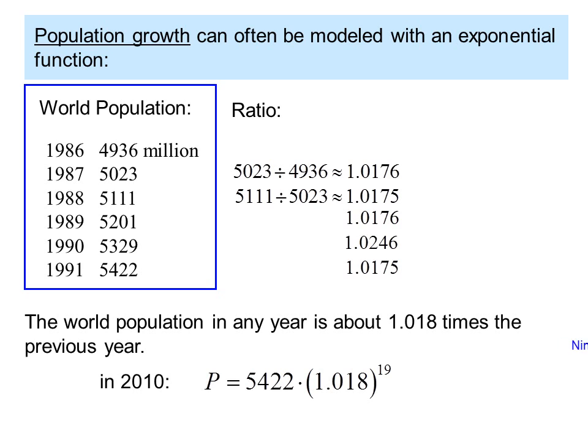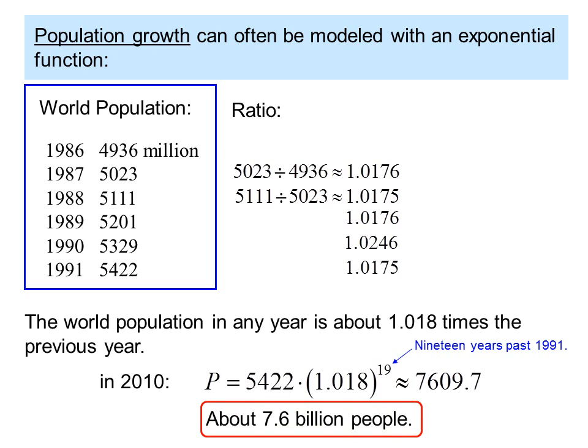So in 2010, the population should have been, according to this model, 5,422 times 1.018 to the 19th, because it's 19 years past 1991, or about 7,609.7 million people. Now you'll have to check that on Google or something to find out how close that estimate was. But it's about 7.6 billion people in 2010. When I first started teaching calculus, this seemed way in the future.